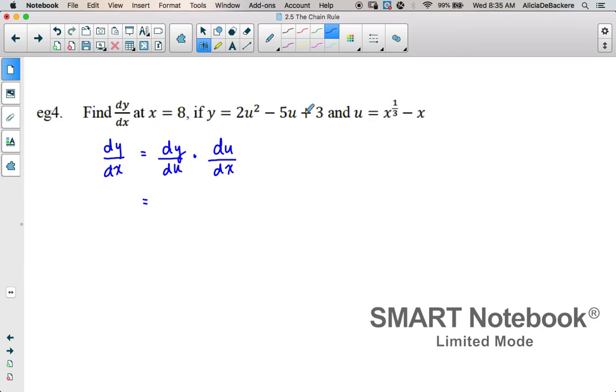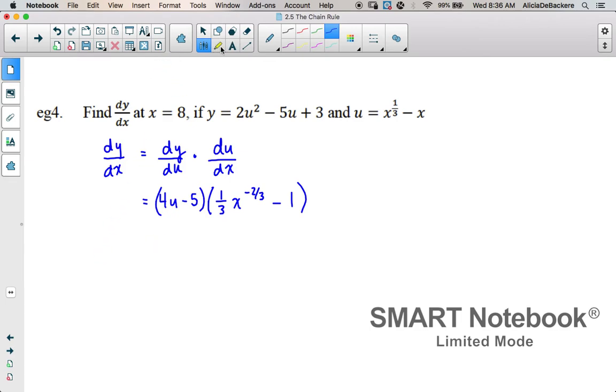All right, so just looking at the y function here, I'm going to take the derivative of this. We know how to do that, 4u minus 5, and then the derivative of the 3 is just 0. So I've got the first piece, now I just need to find the derivative of this second one, and I'm multiplying these 2 things, so I'm just going to use brackets for the multiplication. So bringing the 1/3 down, and then subtracting 1 from the exponent, and then the derivative of x is 1. All right, so we're almost there.